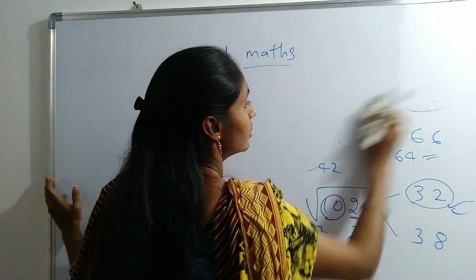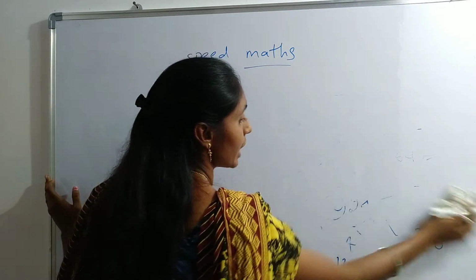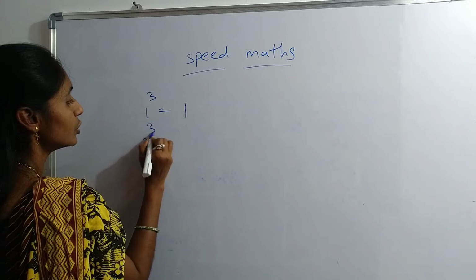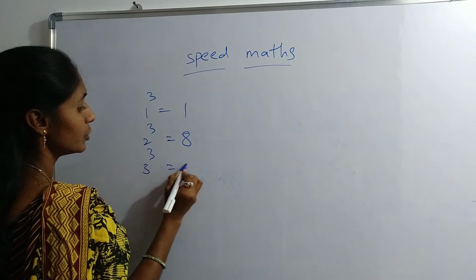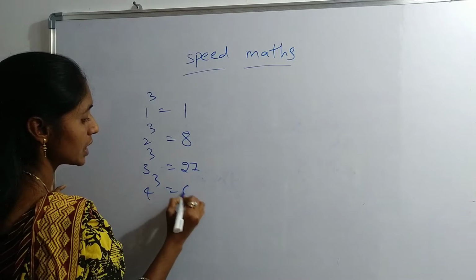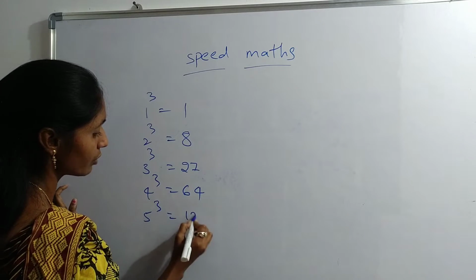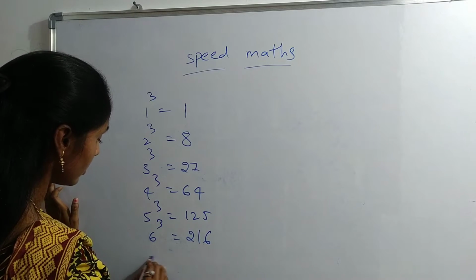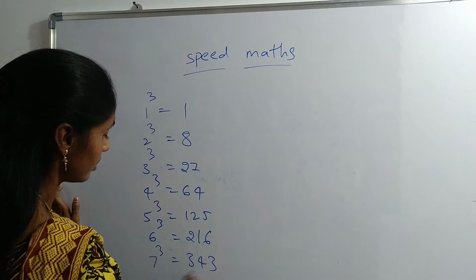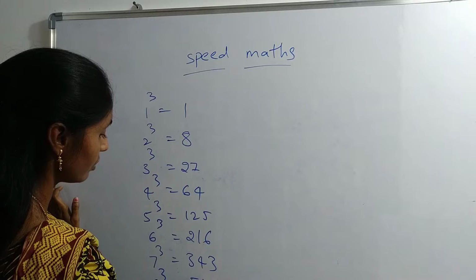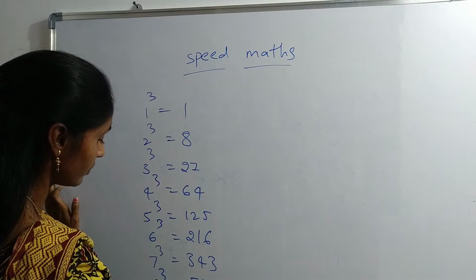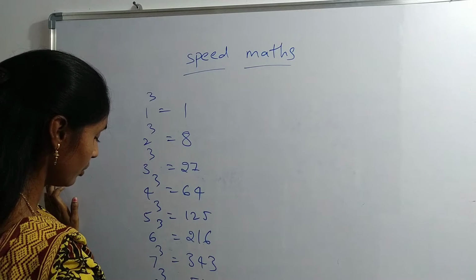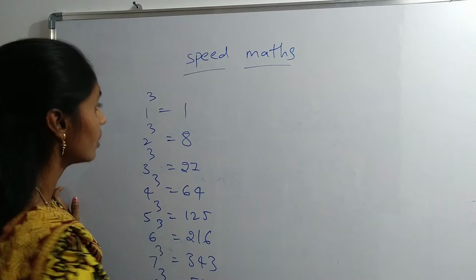Next, cube root values. How can we find cube root values? 1 cube is 1, 2 cube is 8, 3 cube is 27, 4 cube is 64, 5 cube is 125, 6 cube is 216, 7 cube is 343, 8 cube is 512, 9 cube is 729, 10 cube is 1000.